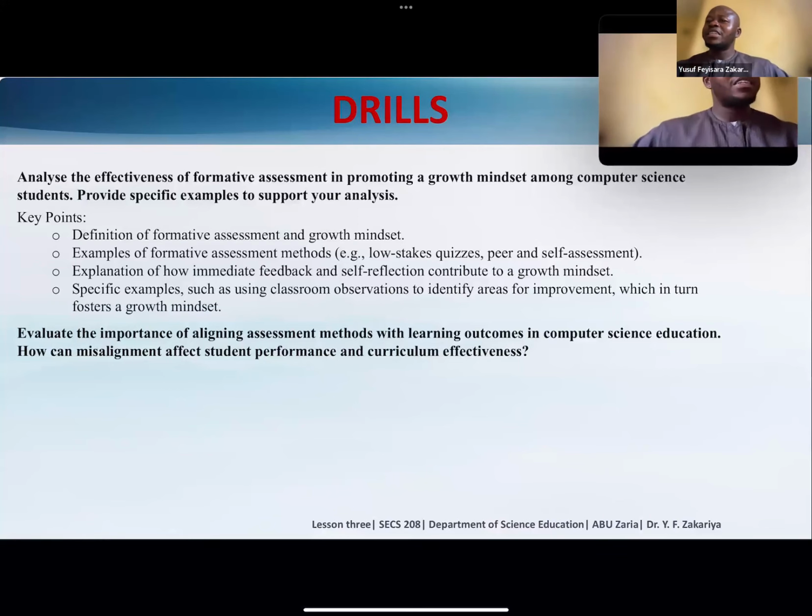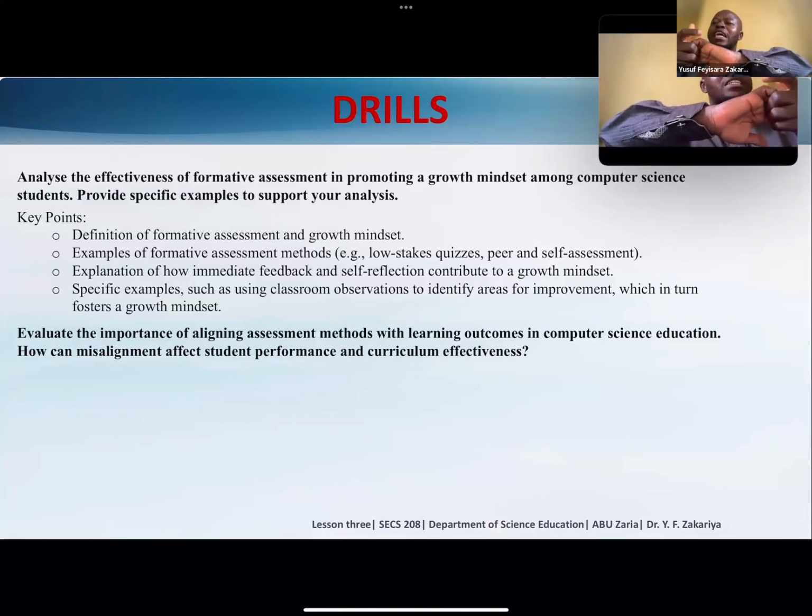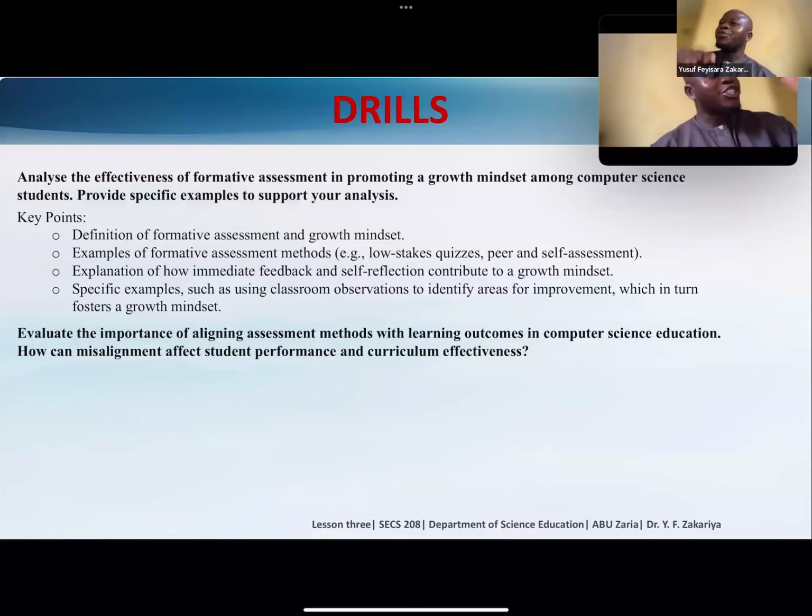Aligning assessment methods with learning outcomes. Before you can evaluate this, you need to explain what is assessment method and what is learning outcome. Then what is now the importance of making them come together? You are through with this part of the question. What is now the implication of not doing that? That is misalignment. Implication on what? On student performance. On curriculum effectiveness. This is how you analyze the question.